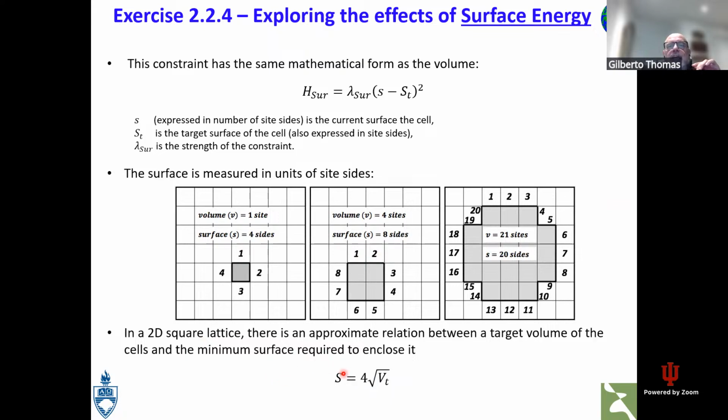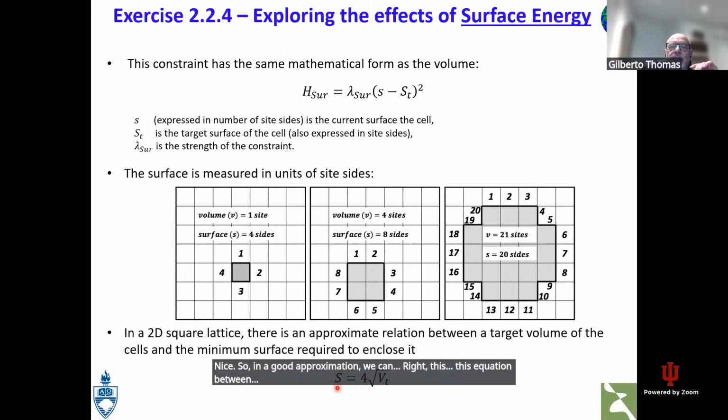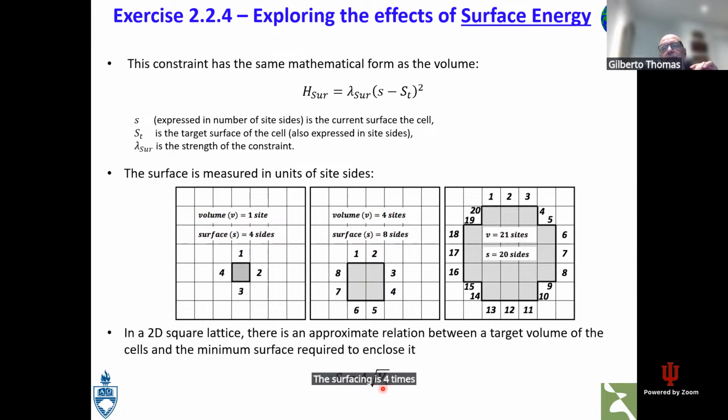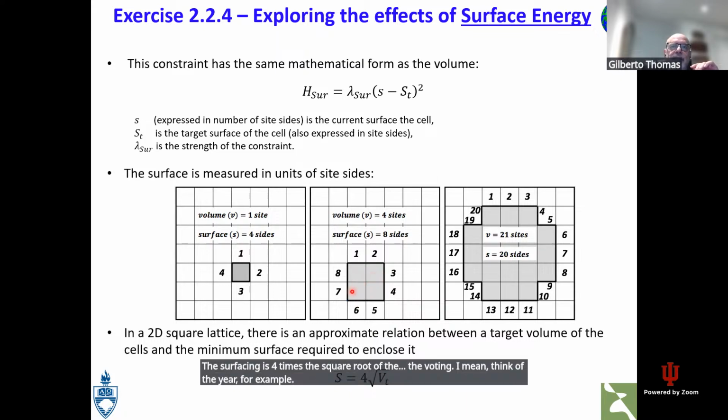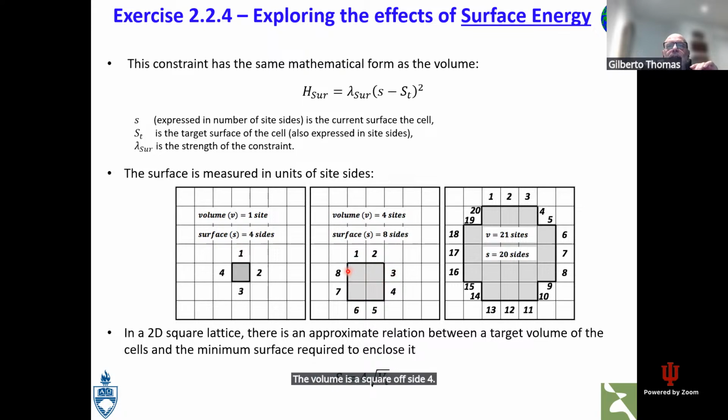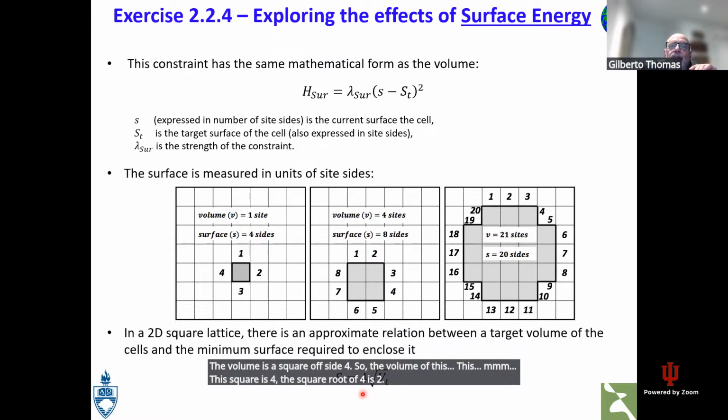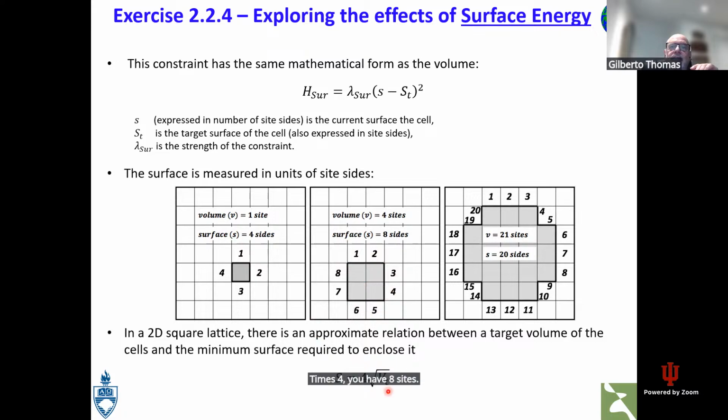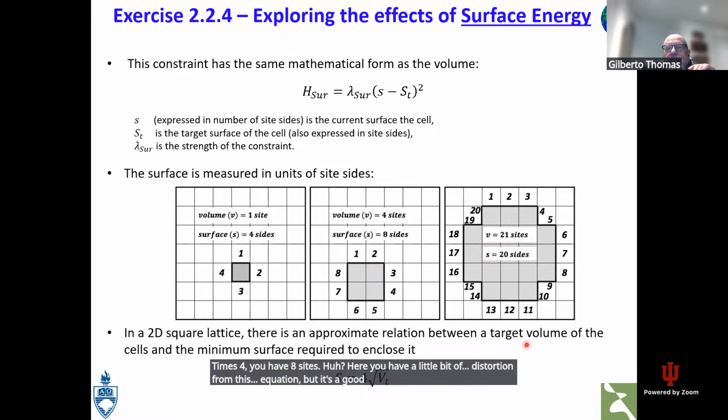So in a good approximation, we can write this equation between volume and surface: the surface is 4 times the square root of the volume. Think here, for example, the volume is a square of side 2. So the volume of this square is 4. The square root of 4 is 2, times 4, you have 8 sides. Here you have a little bit of distortion from this equation, but it's a good approximation for a start.